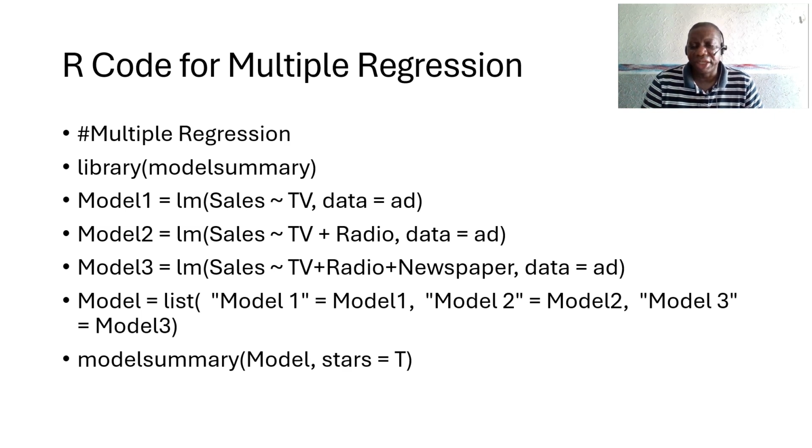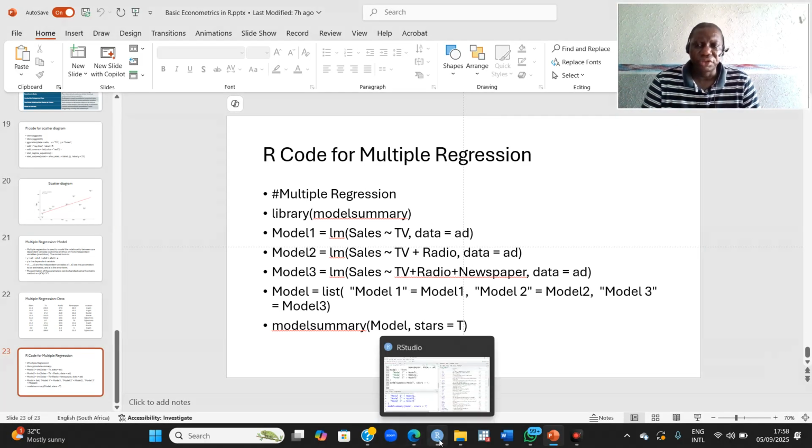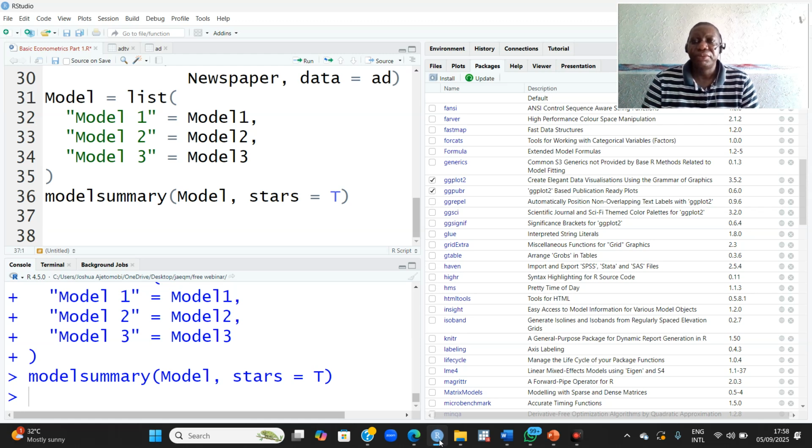And after estimation, I have the list of my models. Then modelsummary, that is a package that will help us to produce the formatted table in a publication ready form. So this is what we need. And that should take us to how to implement this in R.